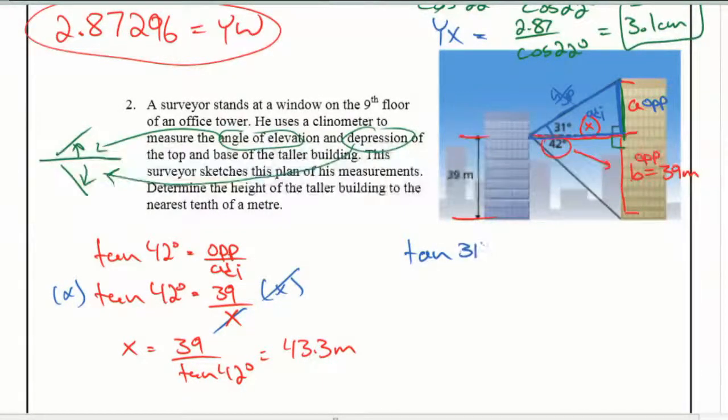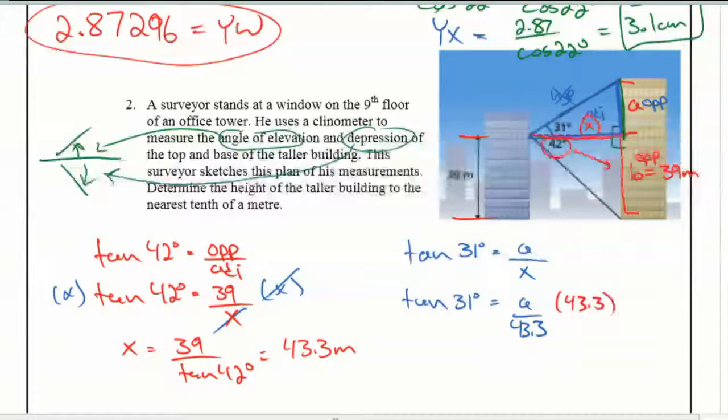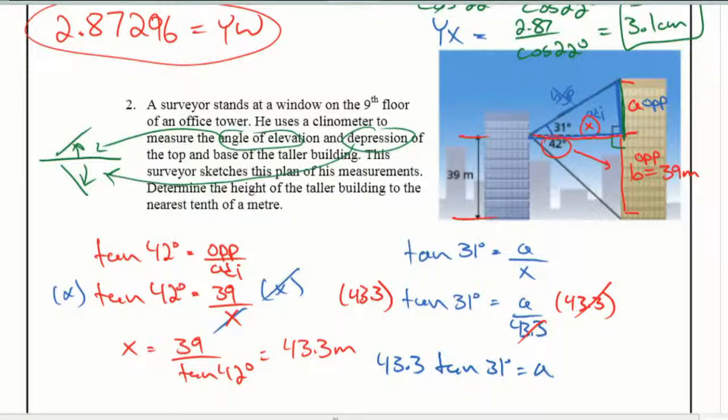So the tangent of 31 degrees is the opposite A divided by the adjacent X, which I just calculated. So the adjacent is 43.3. Multiply both sides by 43.3. And it cancels. I end up with 43.3 times the tangent of 31 degrees is equal to A.